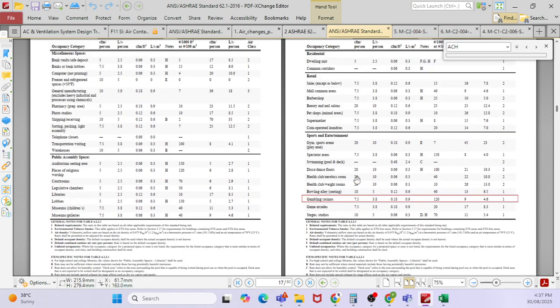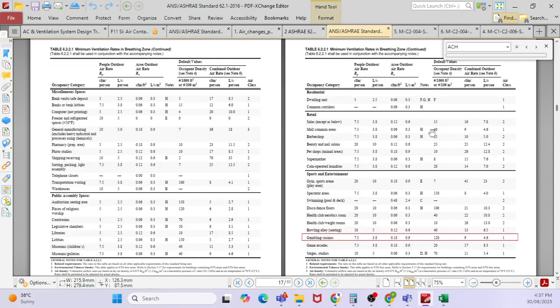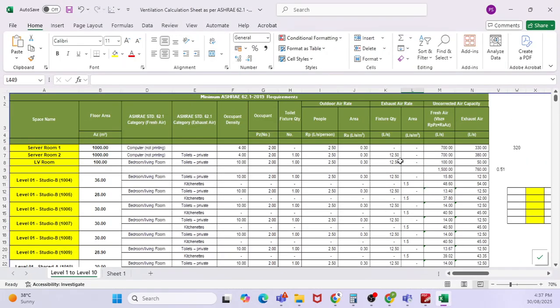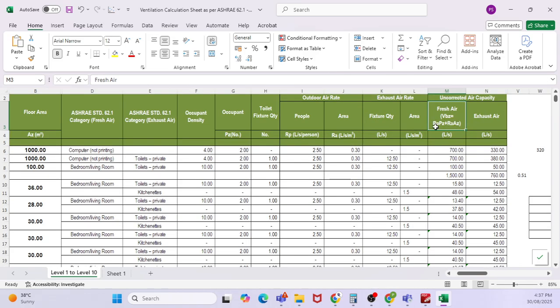You have different spaces. What is the amount of fresh air required? That is what we are going to calculate. So what is the equation? As I told you, this is the equation here. To calculate fresh air, you see VBZ is equal to RP multiplied by PZ plus RA multiplied by AZ. What is RP? It is the number of people.